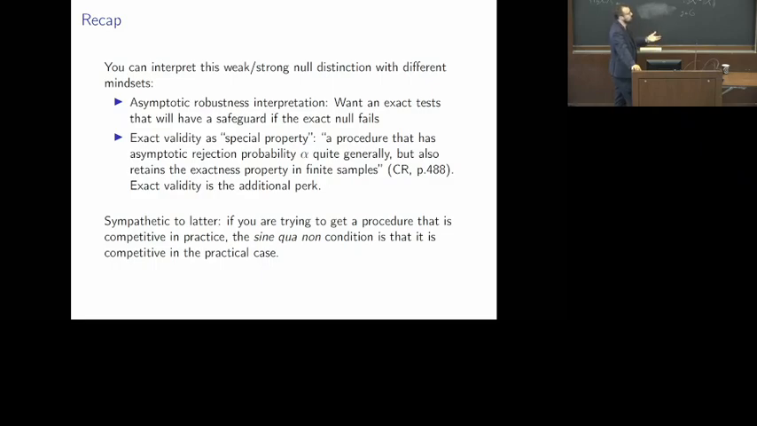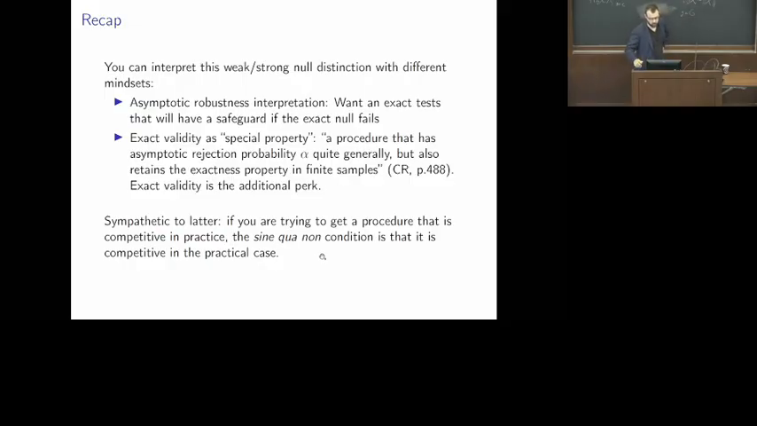And maybe this is how we think about the usual t-test. We don't like the usual t-test because it's exact when data is Gaussian. We don't think that the data is Gaussian. We like the usual t-test more for its guarantees in the asymptotic regime. So in terms of developing new methodology, I'm sort of sympathetic to the latter.